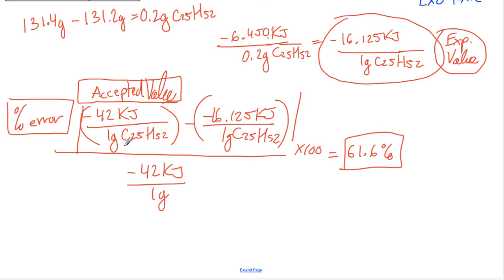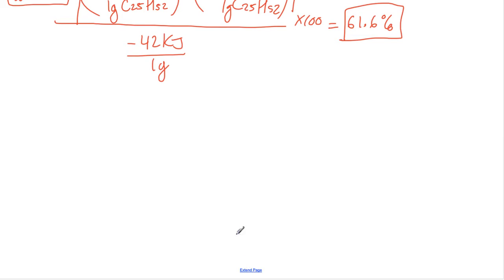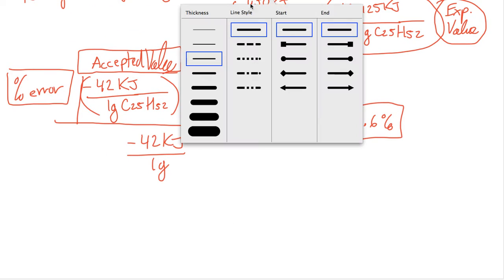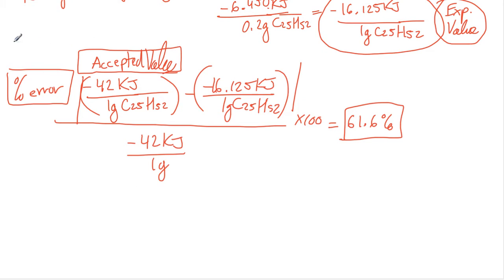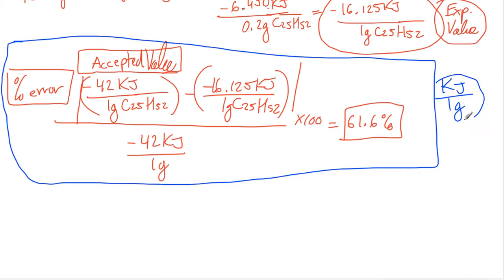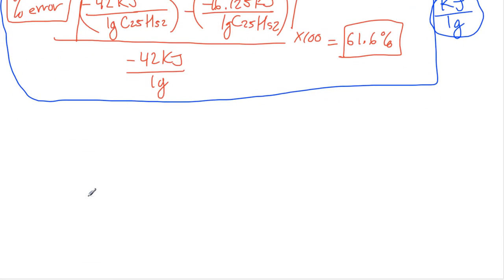And I asked you to find it in kilojoules per gram, and I asked you to find it in kilojoules per mole. So let's extend the page and we'll find it in kilojoules per mole. It's really easy. All we're going to use is dimensional analysis. So let's just block this off and say, hey, over here, this is our kilojoules for every 1 gram method. And then down here, we'll do kilojoules per mole.